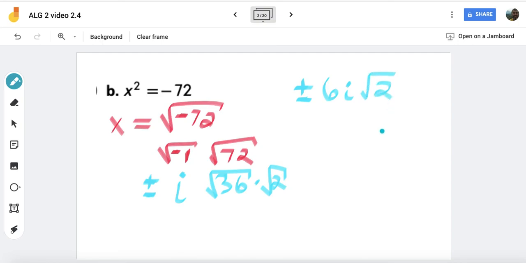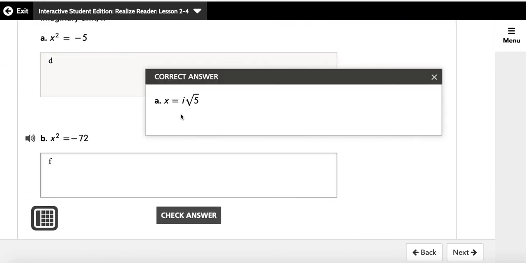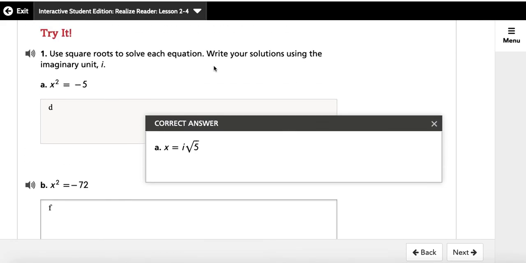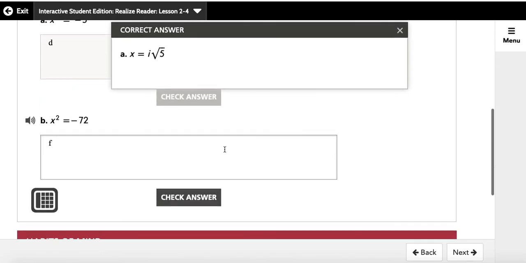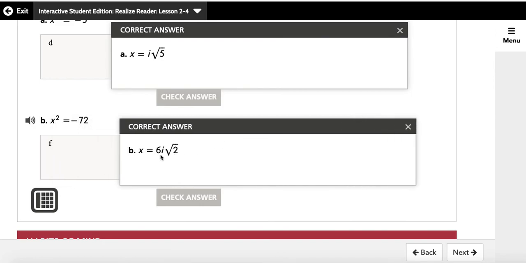I'm not sure if the answer key went with that, so let's look at how they wrote their two answers. For the first one, they wrote, as I did, i square root of 5. They didn't write positive or negative, though. Why did they not write that? The directions say use square roots to solve the equation and write your solutions using the imaginary unit. I think they forgot the negative value. And then for this one, 6i square root of 2. Once again, they did not write negative 6i square root of 2, which they should have.